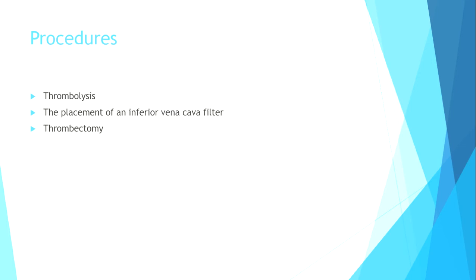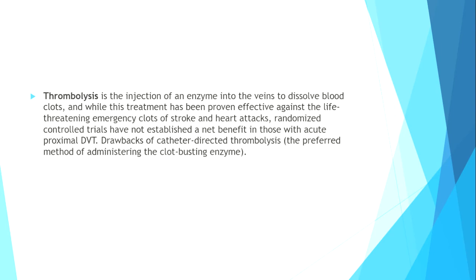Procedures: thrombolysis, the placement of an inferior vena cava filter, and thrombectomy. Thrombolysis is the injection of an enzyme into the veins to dissolve blood clots. While this treatment has been proven effective against the life-threatening emergency clots of stroke and heart attacks, randomized controlled trials have not established a net benefit in those with acute proximal deep vein thrombosis. Drawbacks of catheter-directed thrombolysis, the preferred method of administering the clot-busting enzyme.